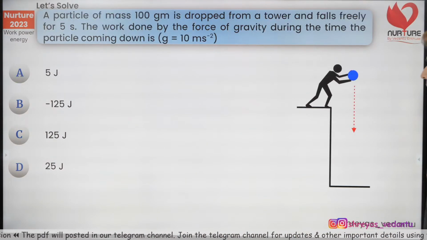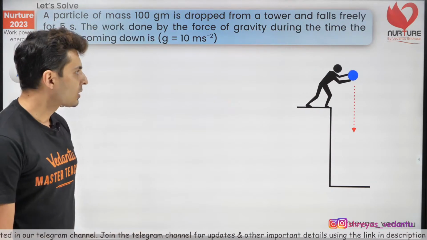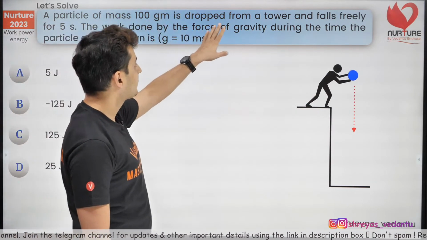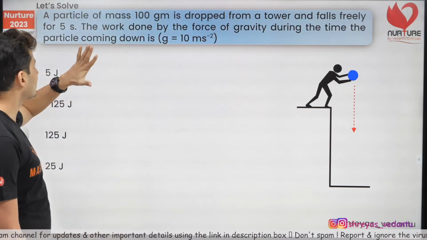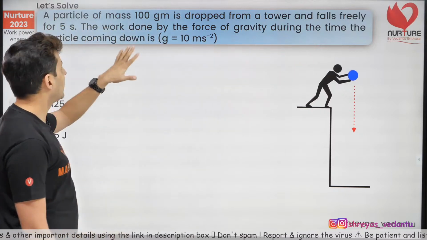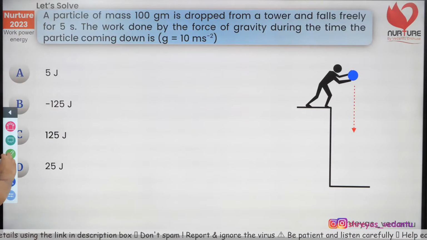Yes, the answer is 121. Oh, what is this dude doing? He is dropping something. Thank you, Saurav. So he's dropping a ball or some mass of 100 gram from a tower and it falls freely for 5 seconds. How much work is done by the force of gravity during the time the particle comes down?